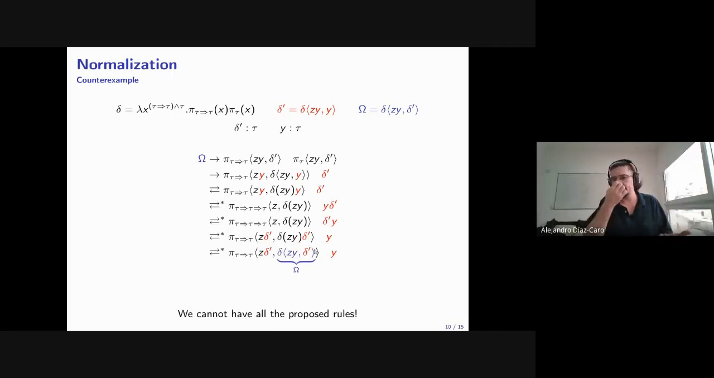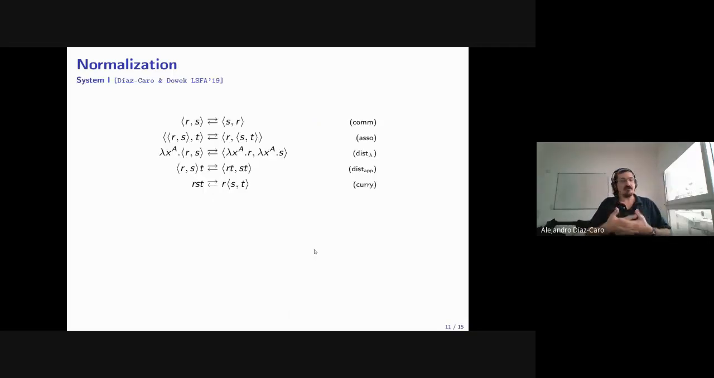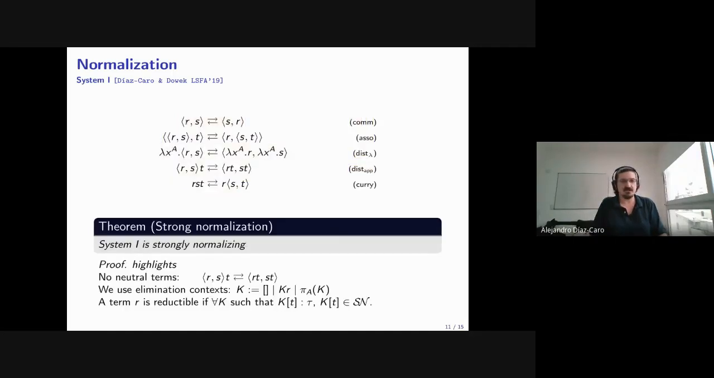And this means that we chose to have too many rules. So the first system that we created, which we call system I for isomorphism, we just chose some of the equivalences between proofs that I showed you before. I showed you really a lot of these equivalences. We chose only a subset of them. And we prove that with this subset, the system terminates. And you can express more or less everything that you want to express.